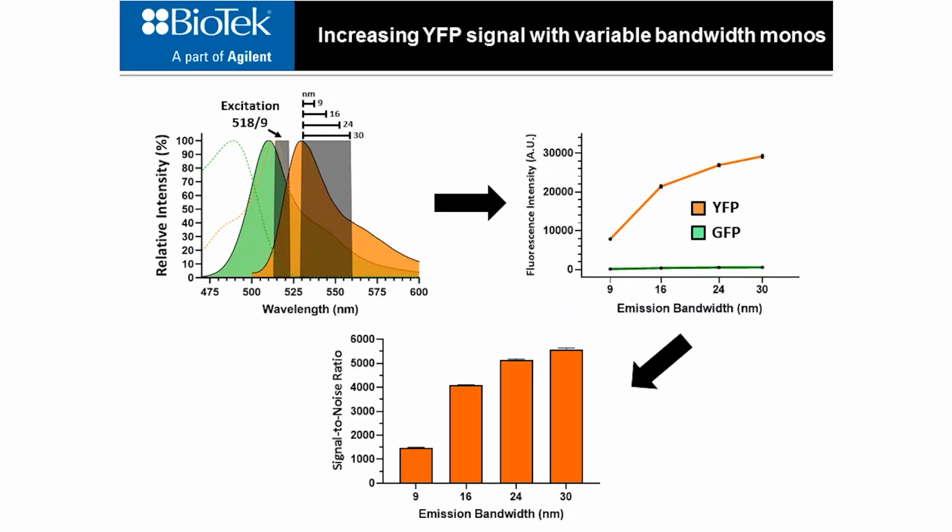The same thing can be done with YFP as well. Once we've established the ideal excitation range, in this case 518 nanometers, we can then optimize and increase the amount of emission light that we collect for YFP as well.